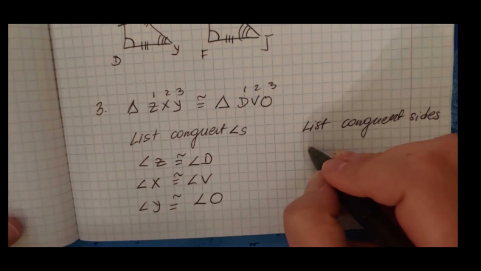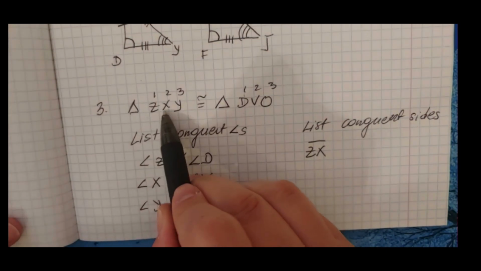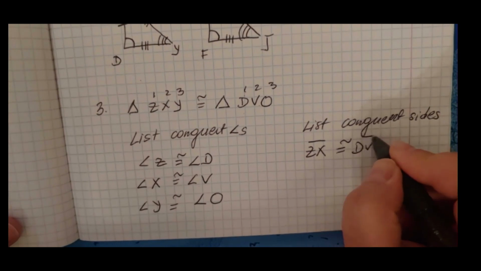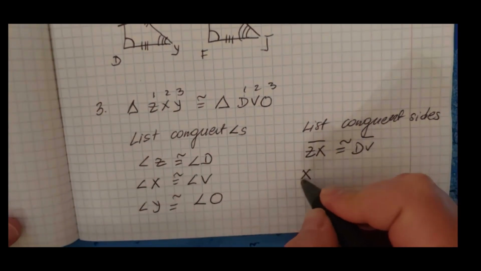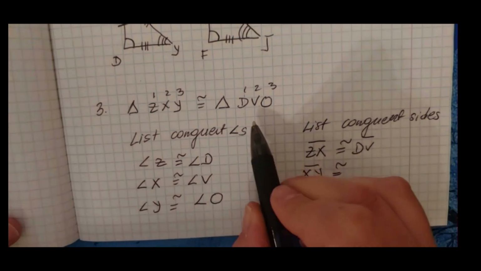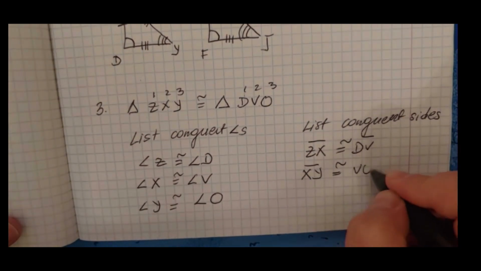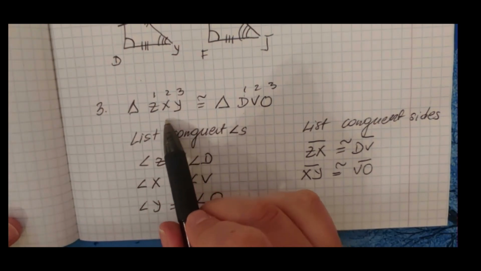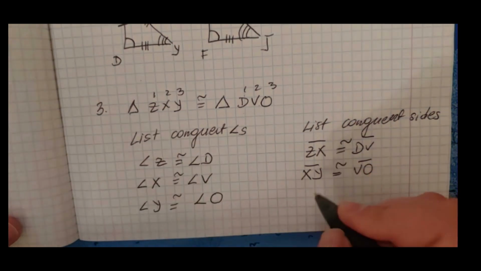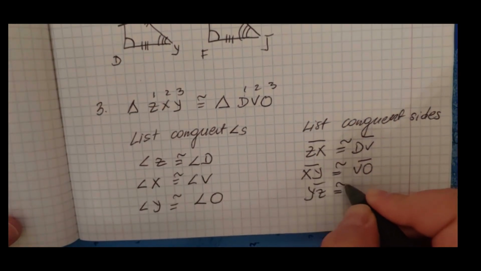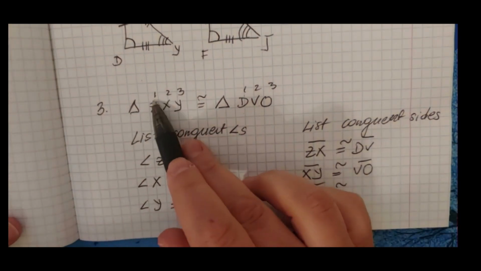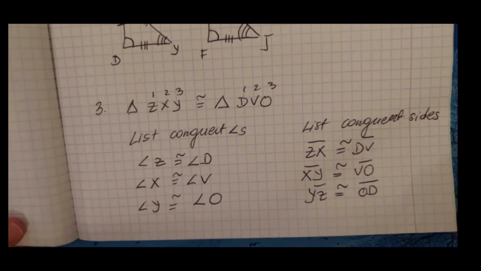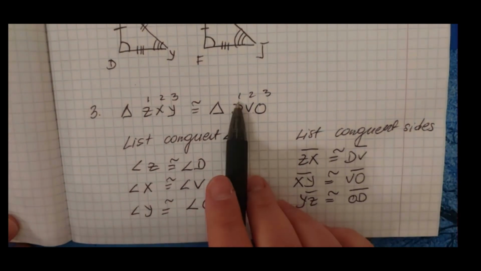Sides. So I'm going to start with side ZX. That's 1, 2, so it has to go with 1, 2, which is DV. And then XY, that's 2, 3, so it has to go with 2, 3, which is VO. And then the last side is from Y to Z. That's how we finish the triangle. So YZ is 3, 1, so I need to go 3, 1: OD. That's how I list all the congruent angles and sides, just given the congruent statement.